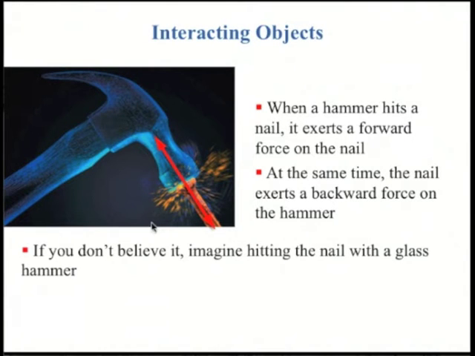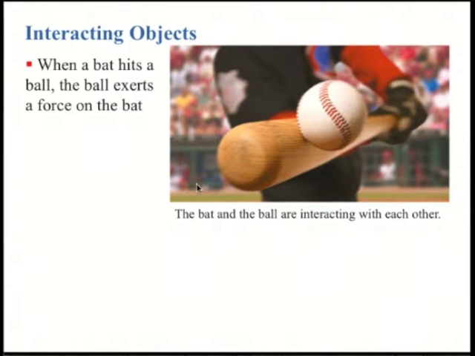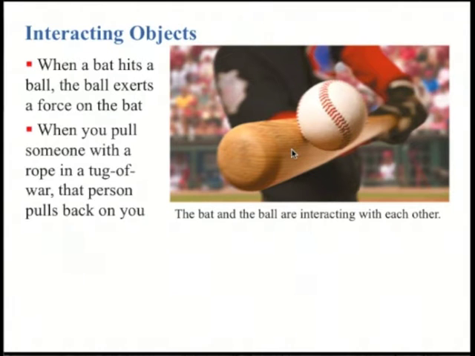If you don't believe it, imagine that you were hitting the nail with a glass hammer. It's the force of the nail on the hammer that would cause the glass to shatter. Other interacting objects include a bat hitting a ball. At the same time, the ball exerts a force on the bat.